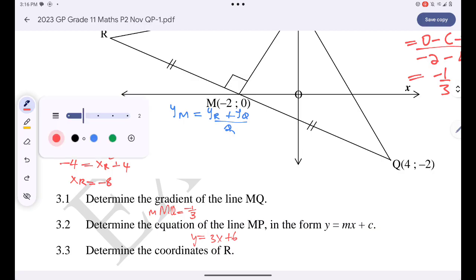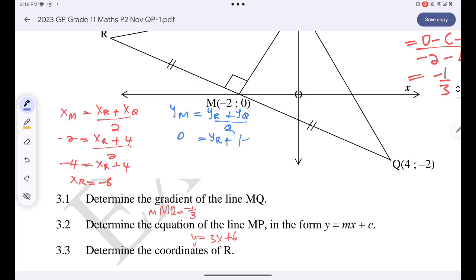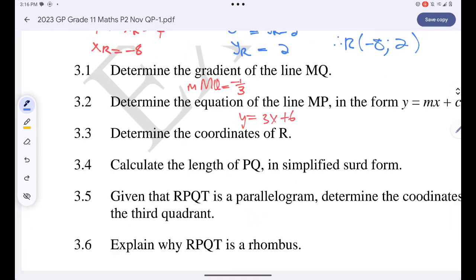Now I must go and find the corresponding y value. I know that the y value at M is 0. I want to find the y value at R, and the y value at Q is just negative 2, all over 2. Whenever I multiply both sides by 2, I'll simply get a 0 here, and then y at R minus 2, and then the y value at R is just equal to 2. So the coordinates of R are negative 8 and positive 2.